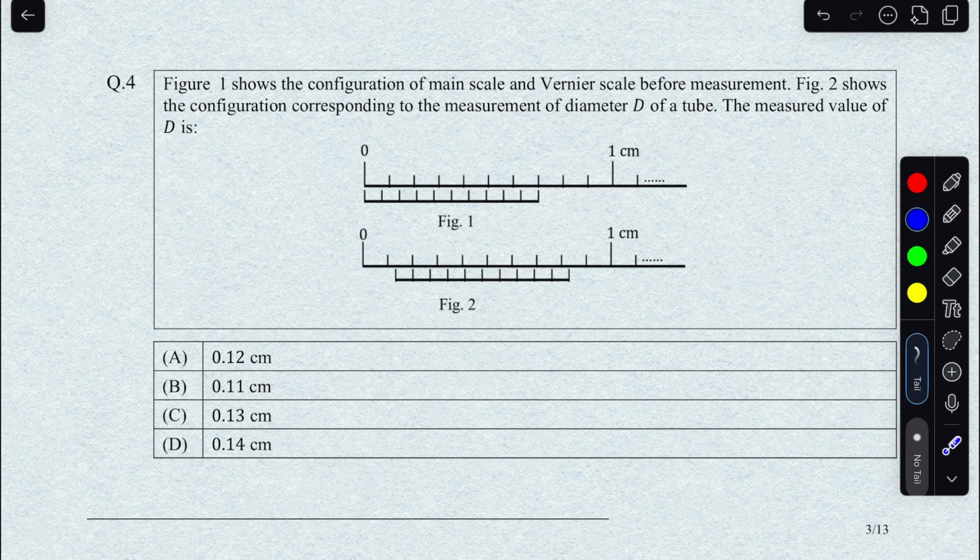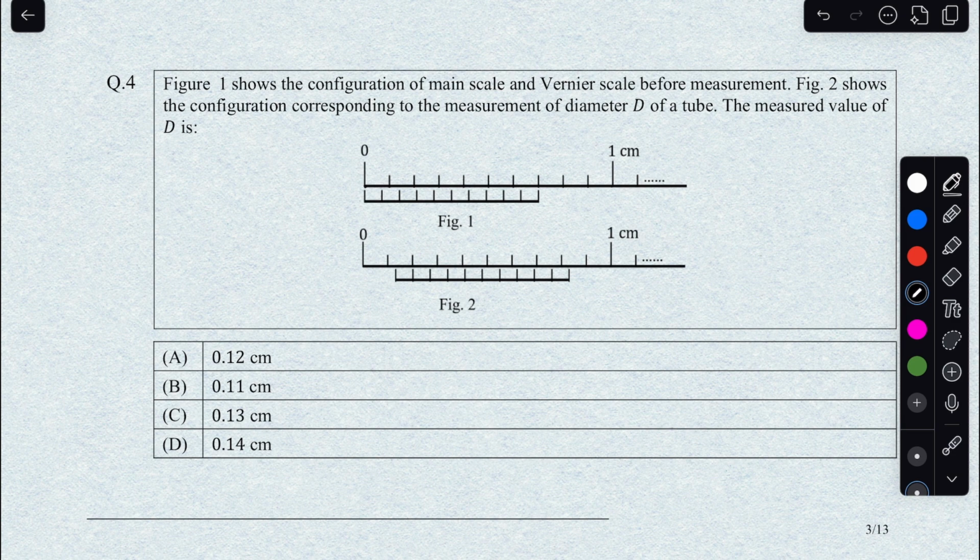Figure 2 shows the configuration corresponding to the measurement of diameter D of the tube. The measured value of D is, so we need to calculate the measurement in this figure 2. Let us do some calculation before that from figure 1. From figure 1 we look at this main scale. So the main scale is given like this.